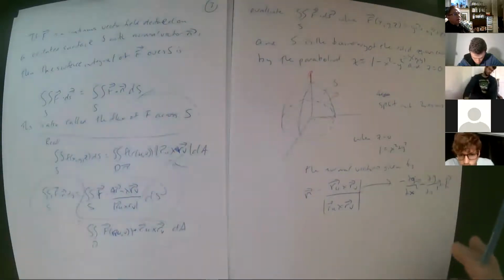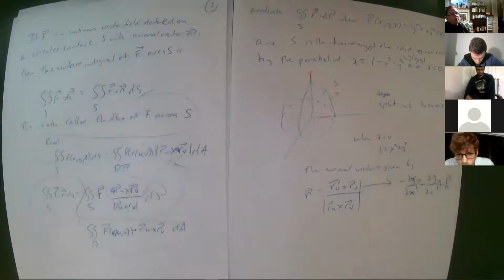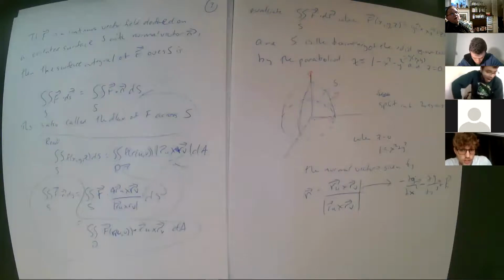I have a question. Uh-huh. You talked earlier about the normal vector or something in the opposite direction or negative, and you talked about switching RU and RV. Is it true that would give us normal vectors that point inwards? Yep, correct. Okay, cool.